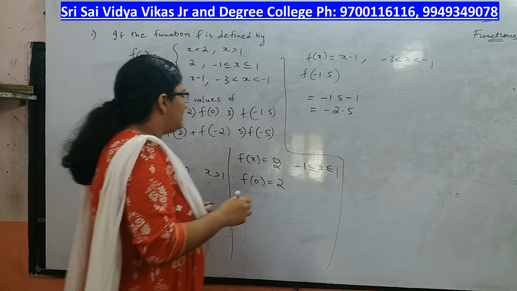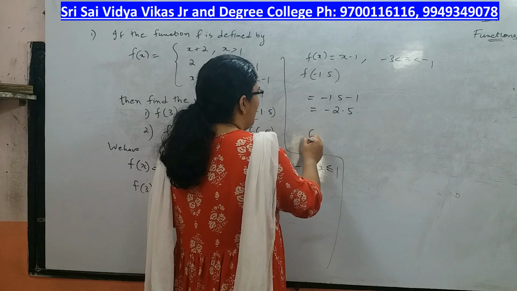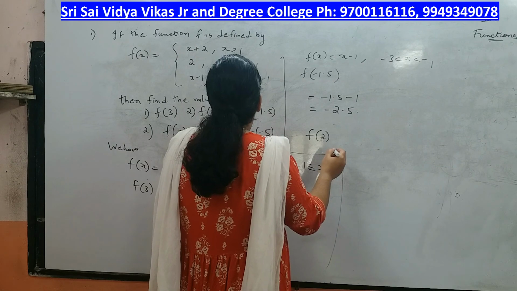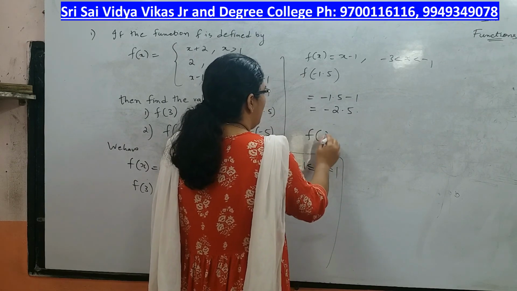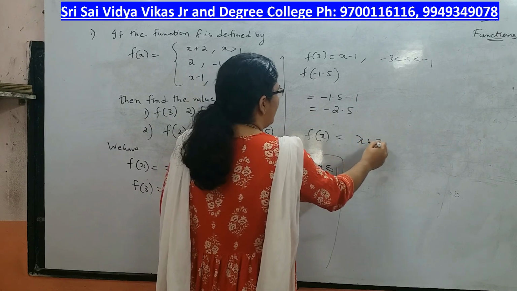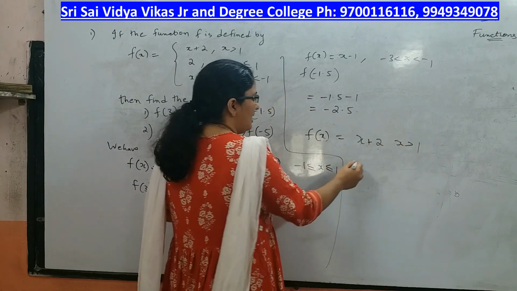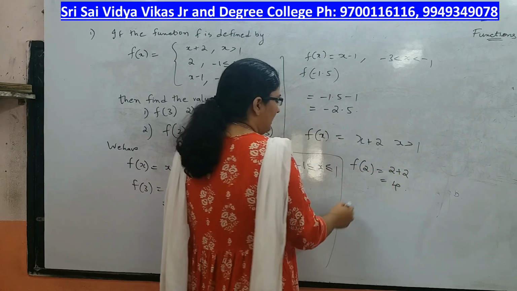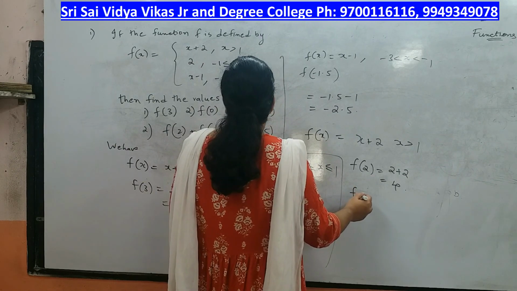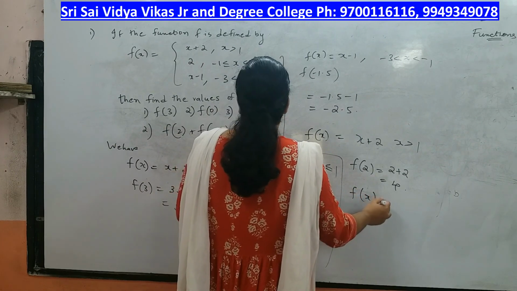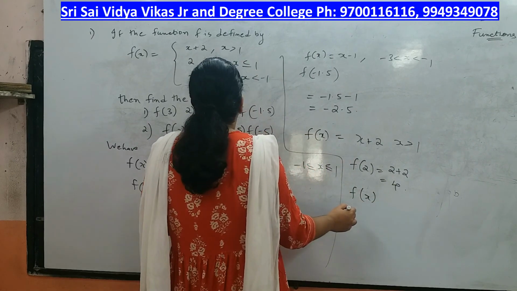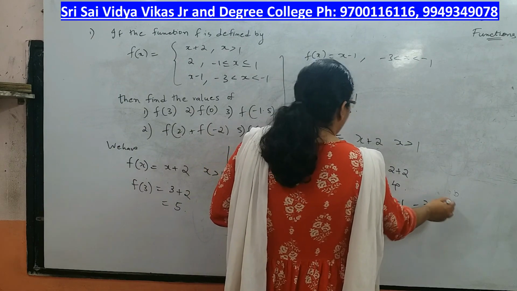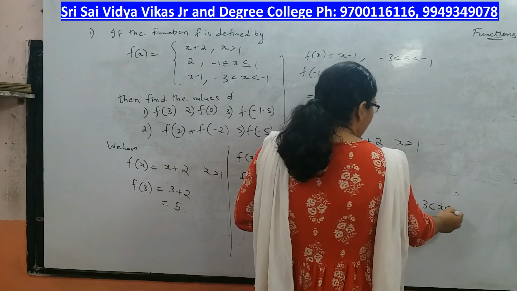Next, f of 2 plus f of minus 2. F of 2, f of x is equal to x plus 2 when x is greater than 1. F of 2 will be 2 plus 2, that is equal to 4. F of x is equal to x minus 1 when x lies between minus 3 and minus 1.